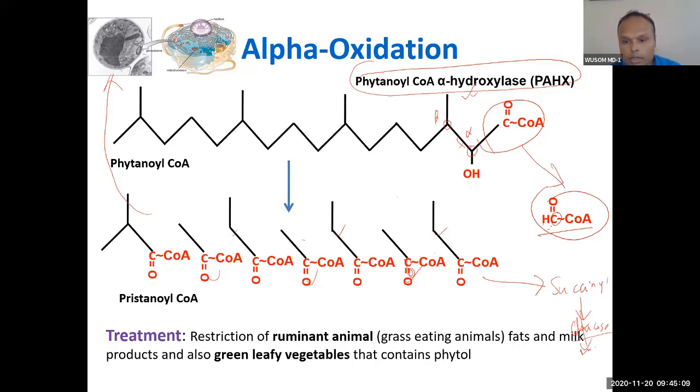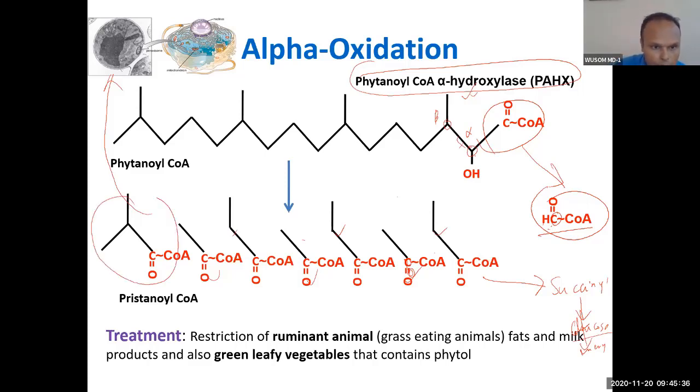So remember, it depends on condition, because these peroxisomal oxidations are not under control of the fed and fasting condition. It is under control of supply. How much phytanic acid is supplied in your body? The more phytanic acid, the more will be the oxidation. It is not under hormonal control. Remember that. So this is the product.